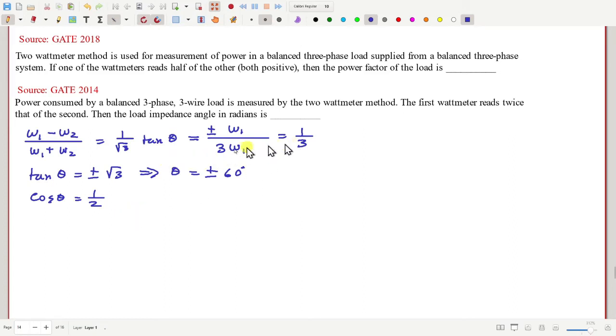Yeah. Tan theta is 1 by root 3. Sorry, I made a mistake here. Yes, tan theta is 1 by root 3. Okay, so this is 30 degree, and then this is root 3 by 2. Now it seems correct. Okay.